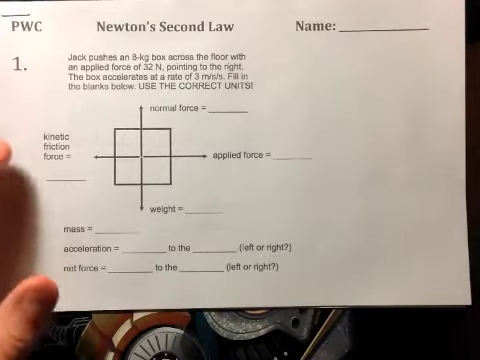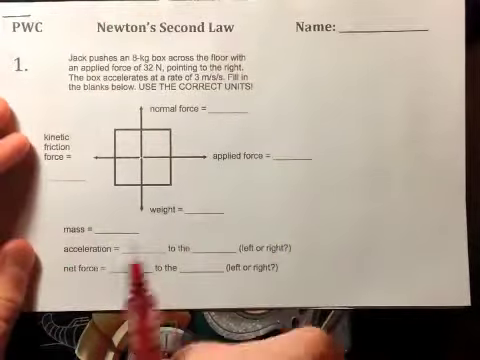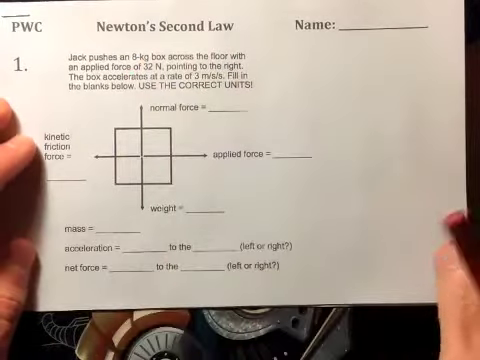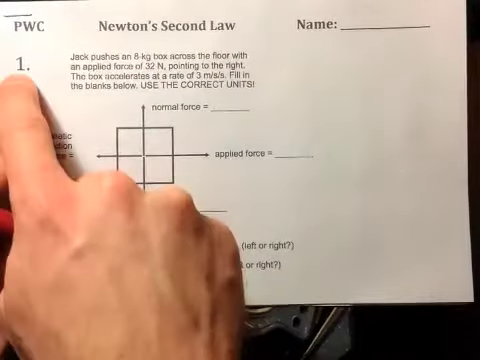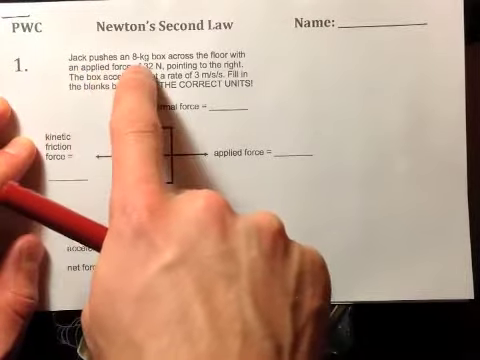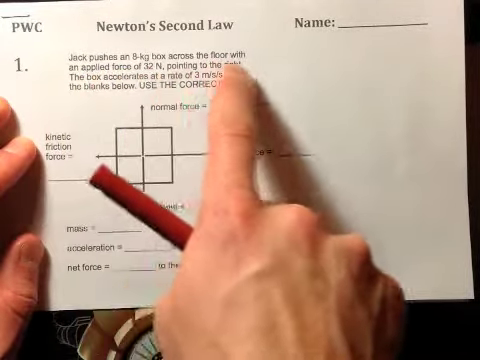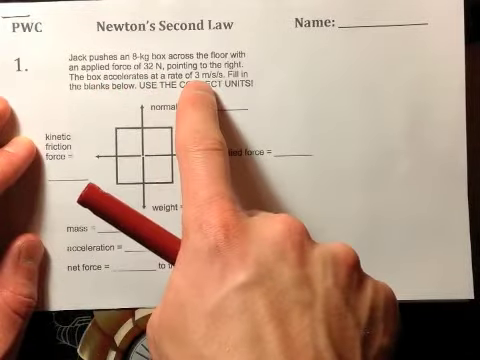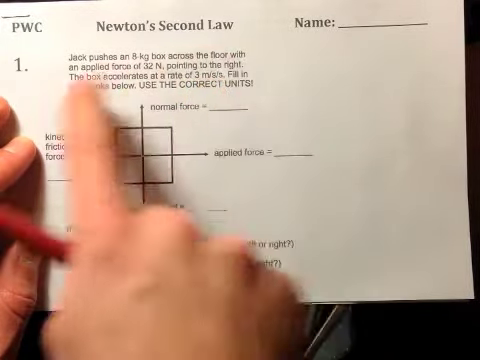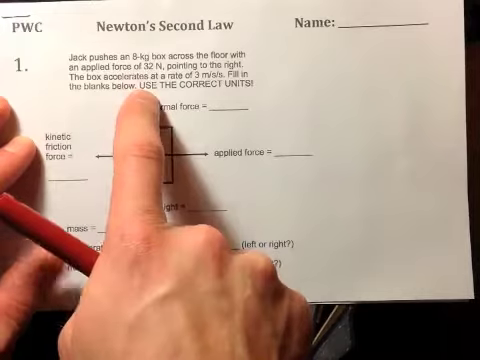In this video we are going to work out the two problems that were in this little quiz on Newton's second law. So let's look at problem number 1. Jack pushes an 8-kilogram box across the floor with an applied force of 32 newtons pointing to the right. The box accelerates at a rate of 3 meters per second. Fill in the blanks below using the correct units.